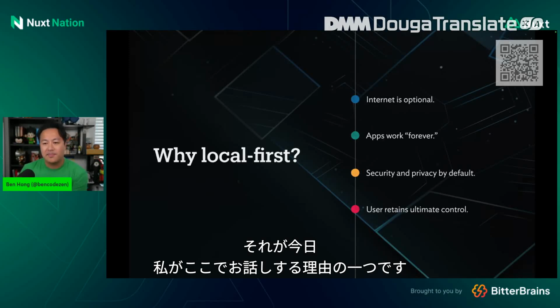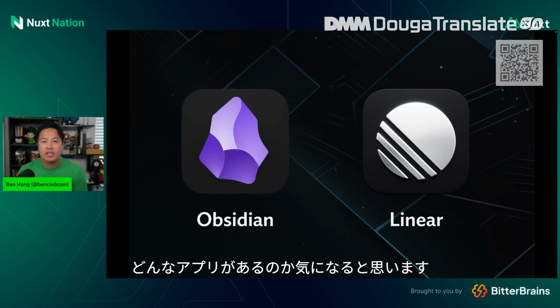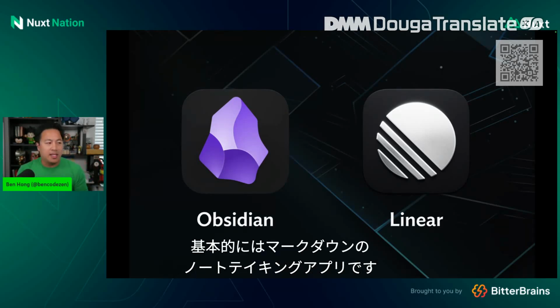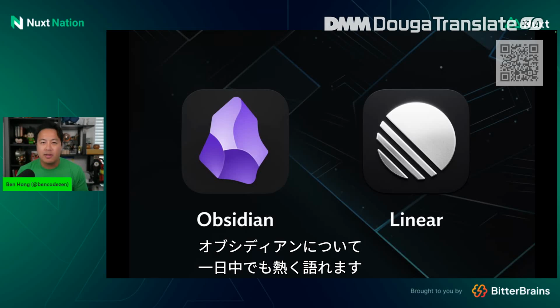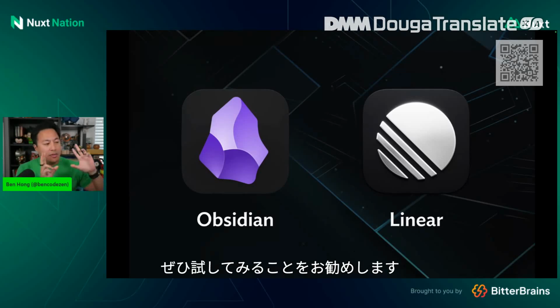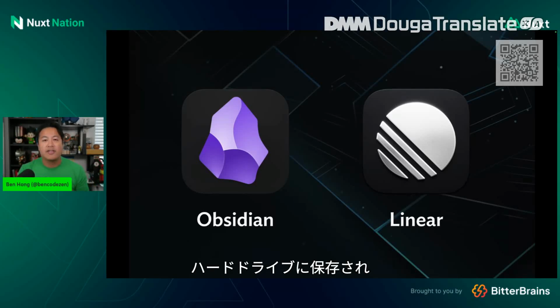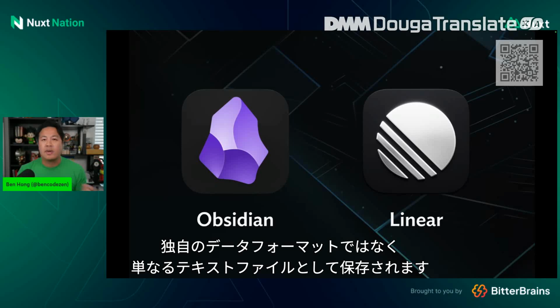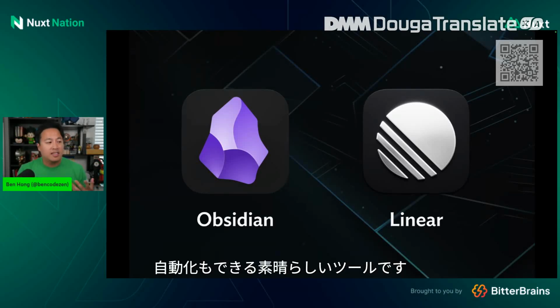Now, of course, if you're wondering for some examples of great apps that are doing this local first example, I'm a huge fan of Obsidian. It's a markdown note-taking app. If you ever have any questions, please feel free to reach out to me. I will nerd out about Obsidian with you all day long. And so highly recommend checking that out. Basically, it keeps all your markdown files locally on your computer in your hard drive, and that's what they are. They're just text files. They're not proprietary data formats, and it lets you modify and do fun stuff and automate. And it's a phenomenal piece of tooling.